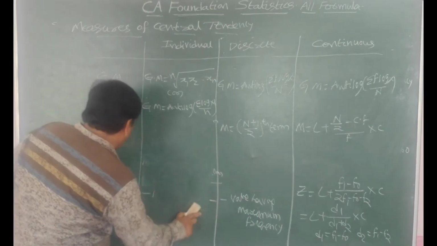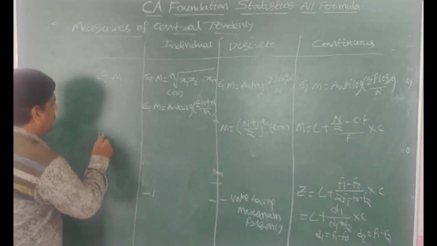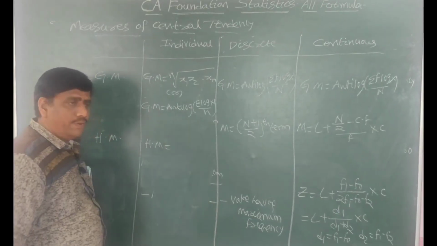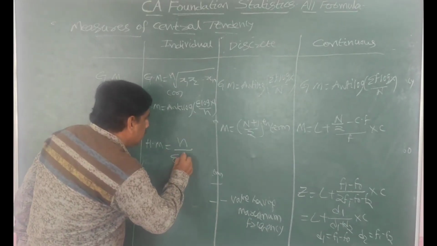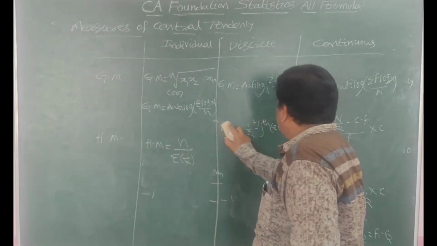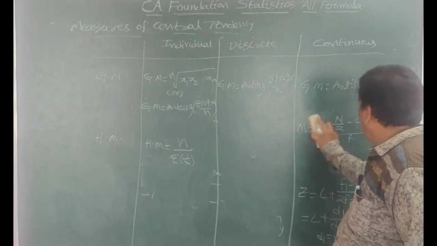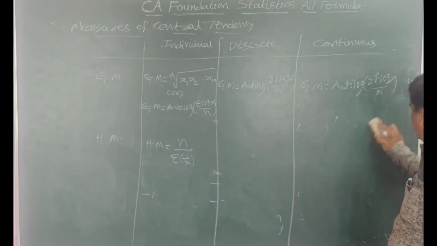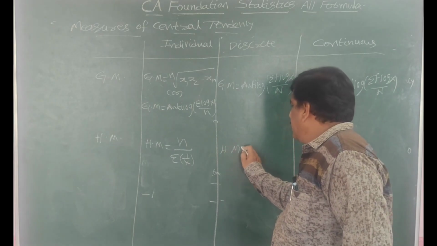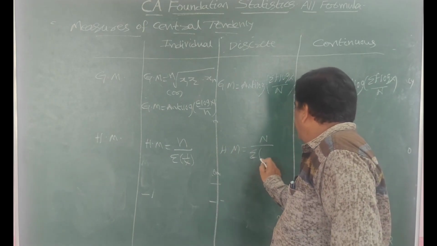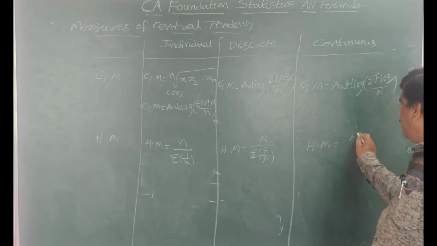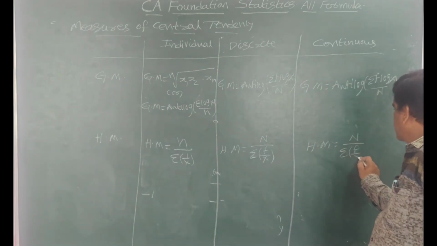And next, coming to harmonic mean. The HM formula in the case of individual series: HM is the reciprocal of the AM of the reciprocals of the values. That means n by the sum of the reciprocals. So harmonic mean is the ratio of the number of values and the sum of the reciprocals. So the HM formula in the case of individual series is n by summation 1 by x. In the case of discrete series, it can be written as capital N by summation f by x. And continuous series also use the same formula, capital N by summation f by x.